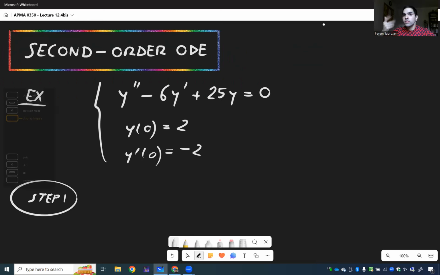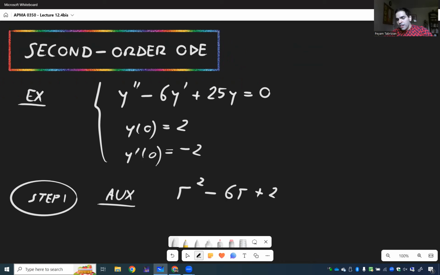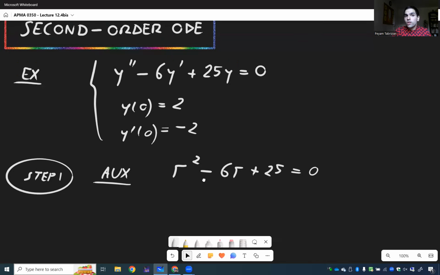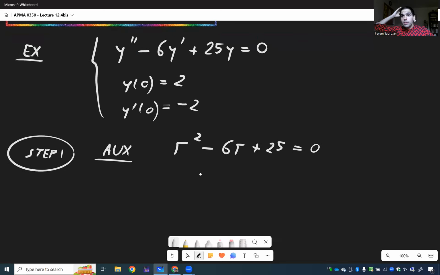What you do here, since it's second order constant coefficient, you do the auxiliary equation, r squared minus 6r plus 25 equals 0. Here you can use a quadratic formula, or it's a little bit easier to complete the square here.